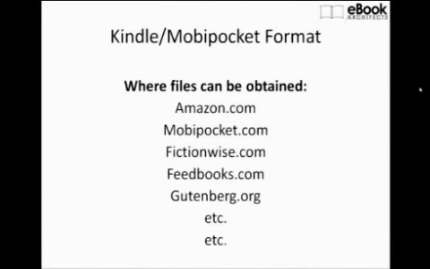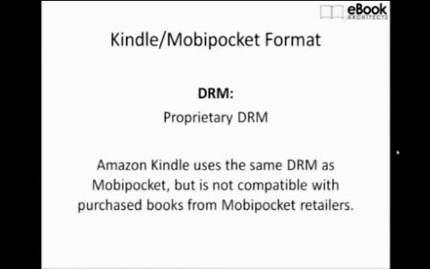The Kindle format can be obtained. You can buy Kindle books on the Amazon website or at mobipocket.com. Some of the other smaller ebook retailers as well will let you purchase Kindle books or actually MobiPocket books. Again, the big question is how do you put that on your device?